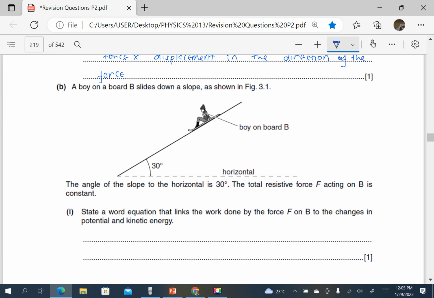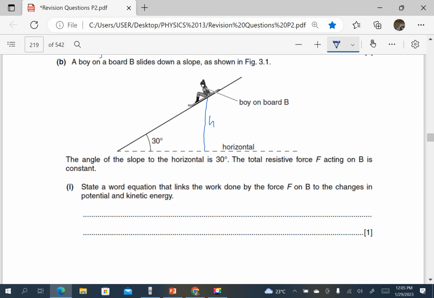Okay. A boy on a board B slides down a slope as shown in the figure. Let's first think of what is happening here. Let's say the boy is here. We shall call this height h. Is sliding down, and state a word equation that links the work done by the force F on B to the changes in potential and kinetic energy. So when the boy is sliding, the work done is going to be equal to the decrease in gravitational potential energy minus the gain in kinetic energy, because as he's sliding, the potential energy decreases as the kinetic energy increases.